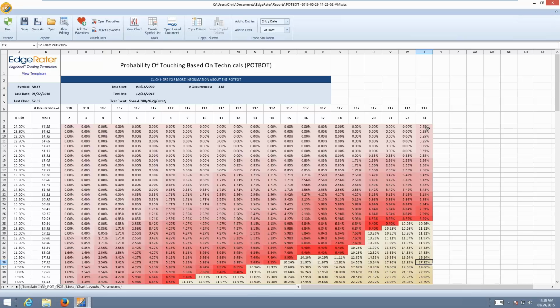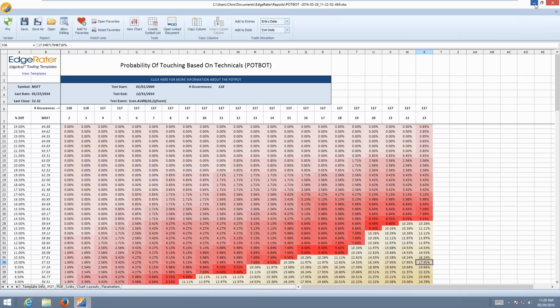And if you take a look at the very top entry, that was a plus 24%, and there was only 0.85% of 117 stocks that made it that far. So I imagine that's 1. Let's just see. Yeah, that is 1 stock made it to the 24% level.